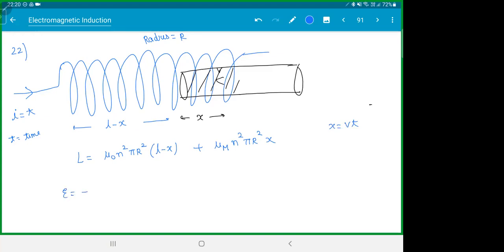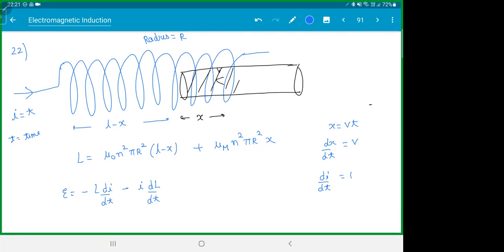So what is EMF? Minus L di by dt minus I dL by dt. I know I is equal to t. I know L's value, substitute and differentiate, you'll get the answer. Clear? So you will get the EMF as a function of time t. Check out the steps. You can just differentiate dL by dt and you'll get the answer there. dx by dt is v, and di by dt is 1, because I is equal to t. Please check the steps. It's a pretty good one.